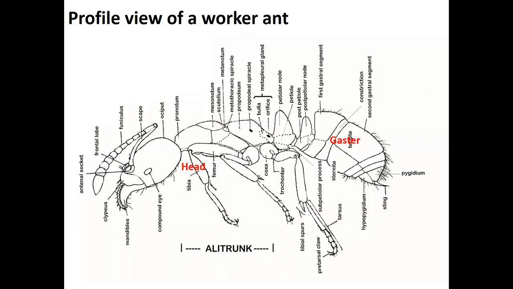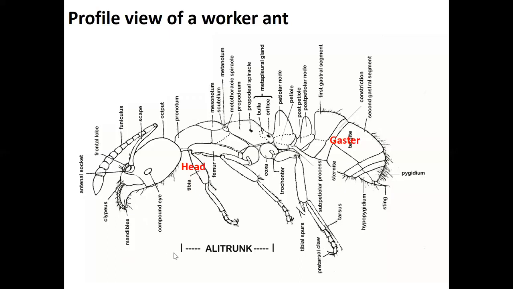And followed by these two, you find the gaster. On the gaster region, this segment is called pygidium. This is the sting, and that is actually used for stinging. In a worker ant, this is a female, but this is used by the queen for oviposition.